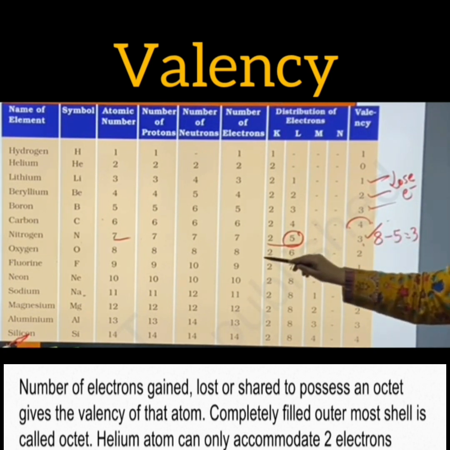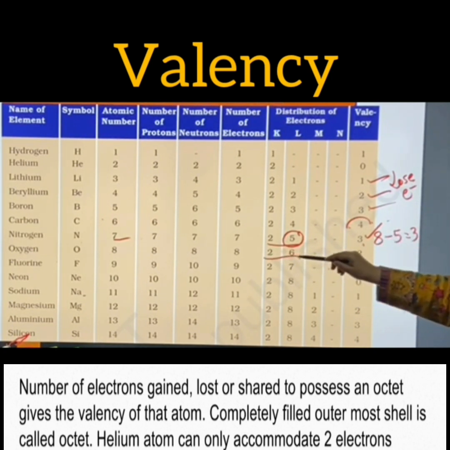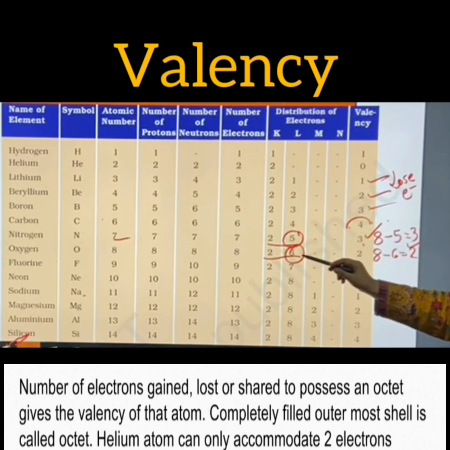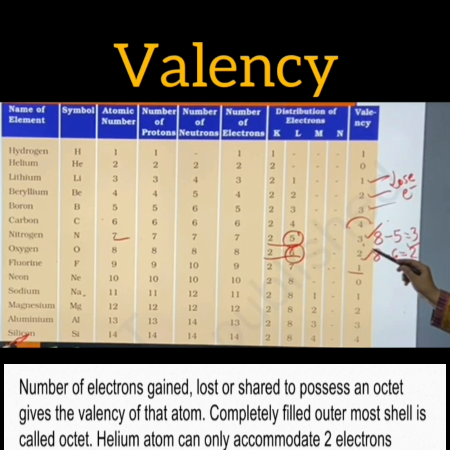Similarly, we have the case of oxygen. In oxygen, the atomic number is 8, so the distribution is 2, 6. If it gains 2 electrons, it can complete its octet. That is why we can say that 8 minus 6 is equal to 2. So the valency is 2. That means the maximum number of electrons accommodated in a shell minus the valence electrons gives you the valency.